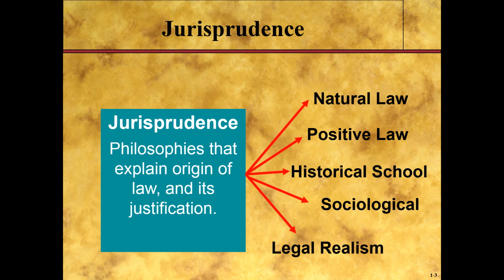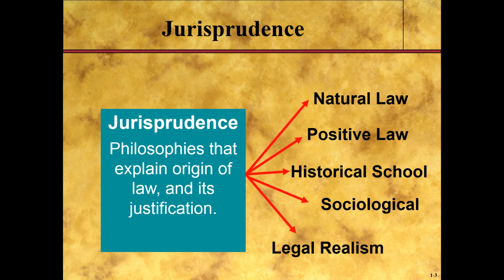when someone dies. The historical school would say, why change it? It's been working perfectly, so let's leave it alone. On the other hand, the sociological school would say, let's look at evolving principles to meet the needs of society.